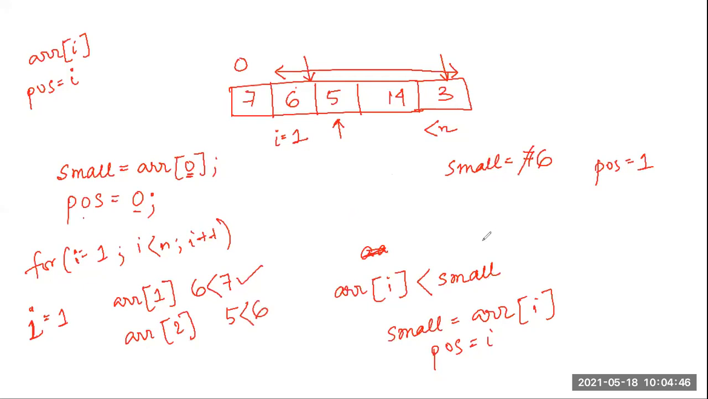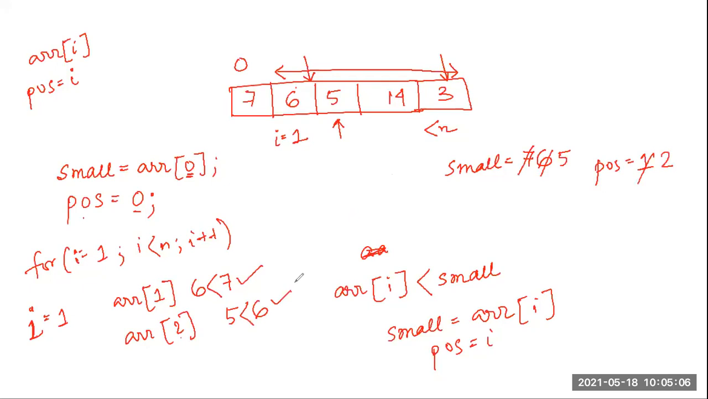Is 5 less than 7? Rather, is 5 less than 6, because now my updated value of small is 6. So 5 is less than 6. Yes, it is true. If it is true, update this new value in small. This new value is 5, and update the position. The position will be 2.